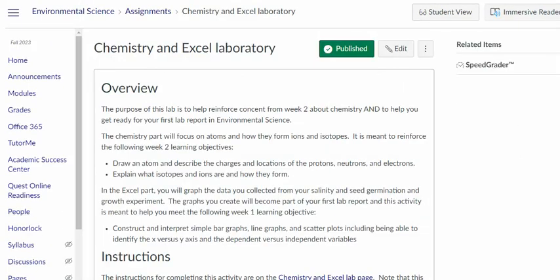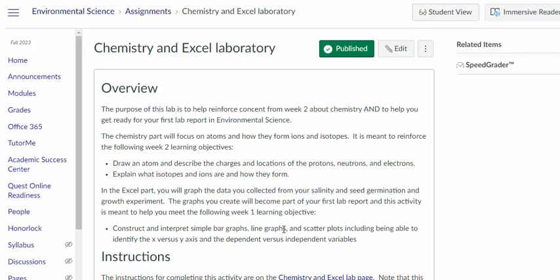There's also a chemistry and Excel laboratory in the week 2 module. The chemistry part has you working with an atom builder simulation, changing the proton number, the neutron number, and the electron number, creating different elements, creating isotopes and ions in order for you to understand what these different terms mean and really understand the structure of an atom.